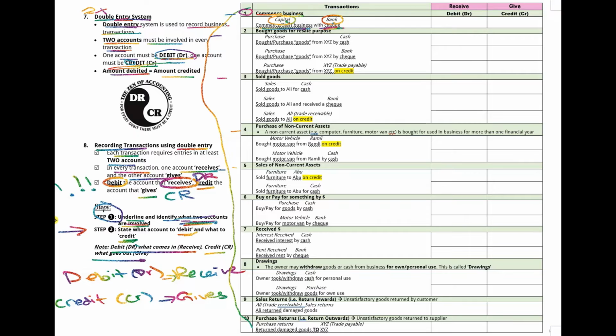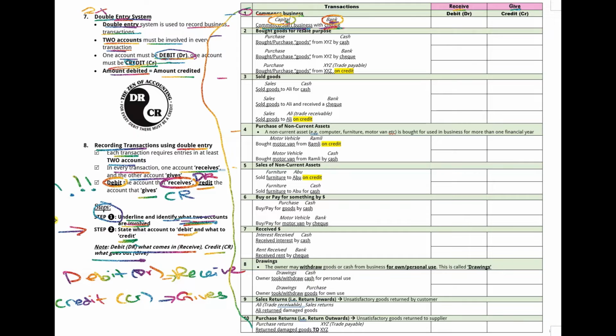Next, after you have identified the two accounts, you have to decide which of these accounts you are going to debit and which one you are going to credit. So the rule is that you debit the account that receives, credit the account that gives. To make it easier, we always look at the money, the check or the cash.